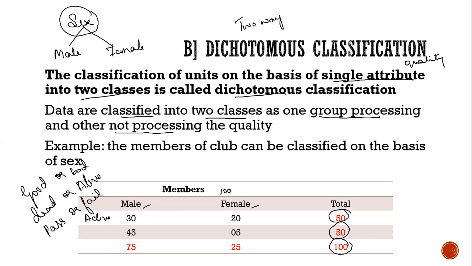So you have 30 here, and you should see how many are not active. It can be active male or not active. It can be either one, not more than that. So here you divide the male and female population, whether they are very active or not active, or whether the student has passed the exam or failed the exam. That is called dichotomous classification.